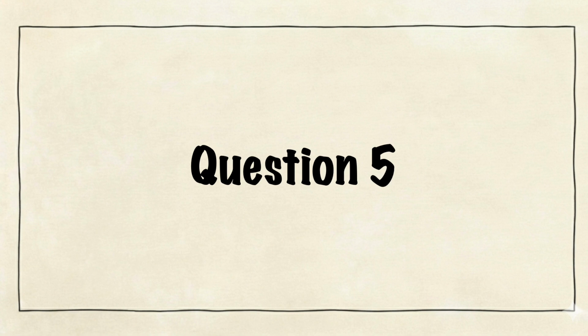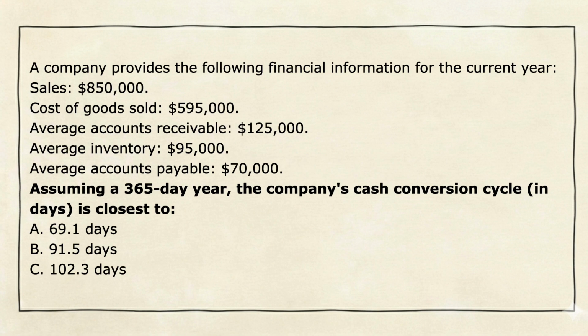Question 5. A company provides the following financial information for the current year. Sales, $850,000. Cost of goods sold, $595,000. Average accounts receivable, $125,000. Average inventory, $95,000. Average accounts payable, $70,000. Assuming a 365-day year, the company's cash conversion cycle in days is closest to: A. 69.1 days. B. 91.5 days. C. 102.3 days.